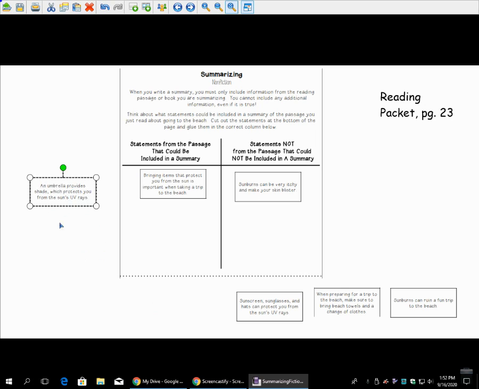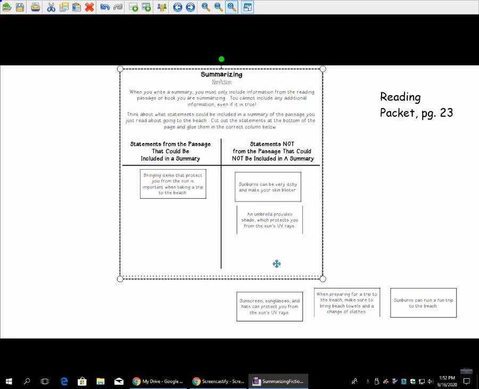Next, an umbrella provides shade which protects you from the sun's UV rays. It's true, an umbrella does provide shade. Did we read about umbrellas providing shade, though? No, we did not. That's additional information. Yes, it's true, but it does not need to be included.